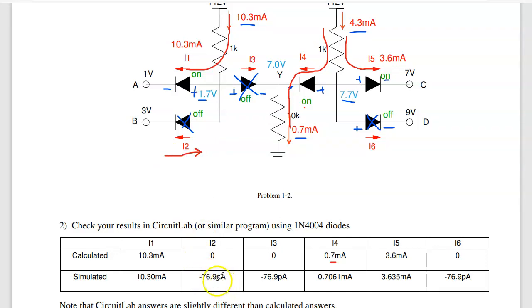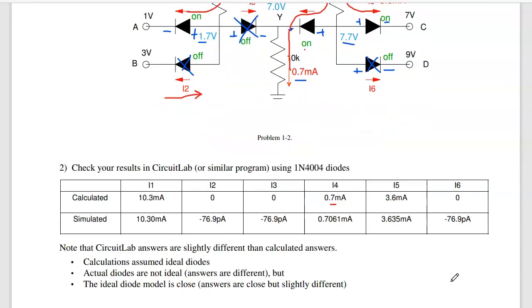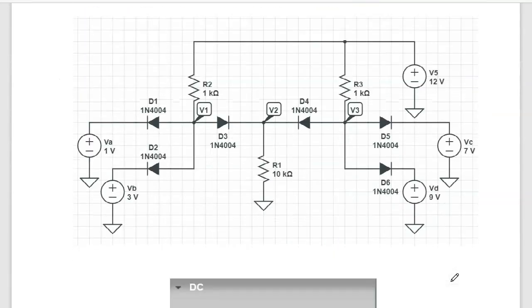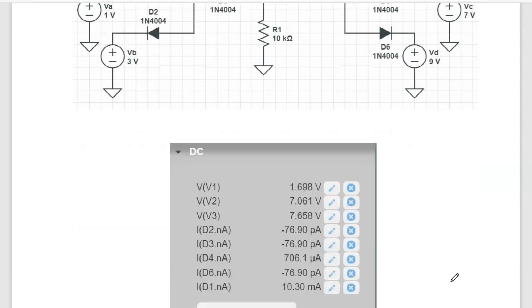That's 0.0000007 milliamps. Not 0, but pretty darn close, essentially 0. Diodes do conduct going backwards, but the current is really, really small. I4, instead of being 0.7 milliamps, is actually 0.706. I5 is close. Again, when you simulate it, you should get answers that are close to what you calculated. They will be different. Diodes aren't ideal, but they should be close. If you built the circuit, again, I should get very similar answers. So there's Circuit Lab and its answers.